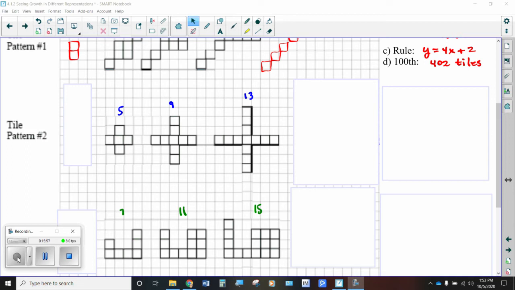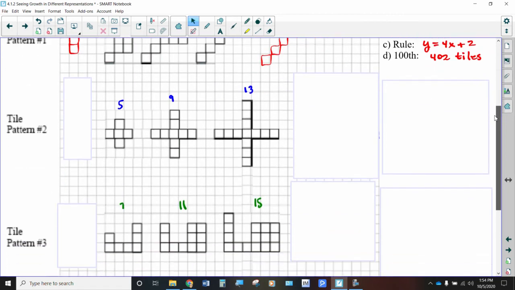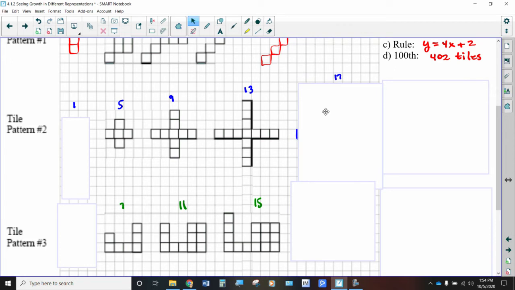All right, let's take a look and see how we did on this. Looking at tile pattern 2, these crosses here, first thing I do is I count the number of tiles for each figure. So figure 1 has 5, figure 2 has 9, and figure 3 has 13 tiles. And that also is growing by 4, like tile pattern 1. So with that being the case, that means that figure 0 should have 1 tile, and figure 4 should have 17 tiles.